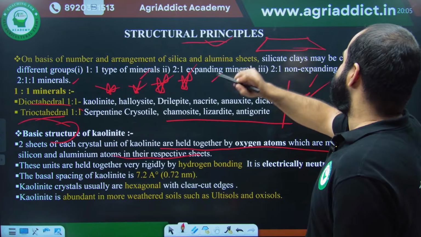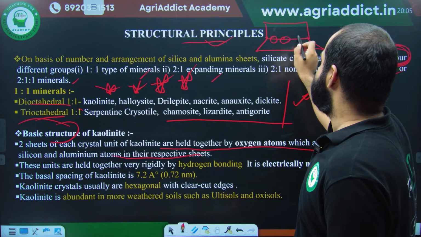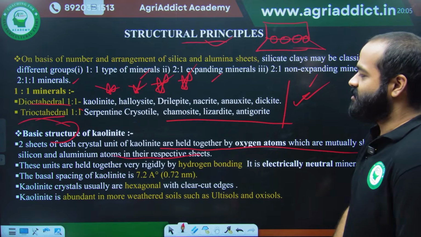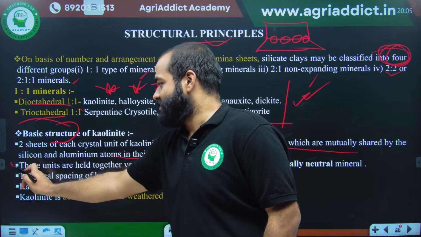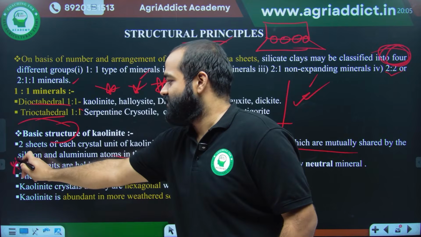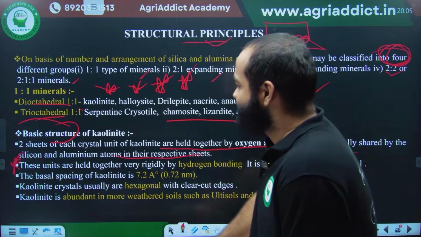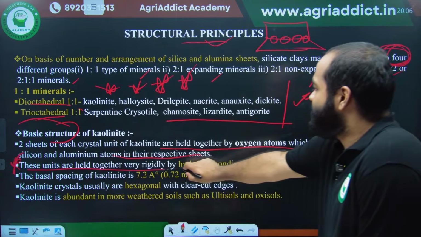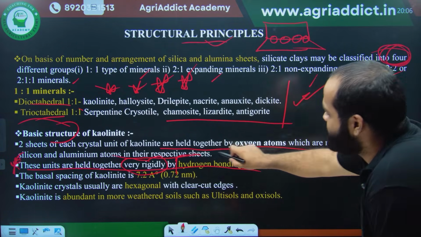This is the tetrahedral sheet, and along with it is the octahedral sheet. This layer is the mutually shared oxygen atoms. That is what is written here. Then this statement is very, very, very important. All of you know this. Still I will again emphasize, these units are held together very rigidly by strong hydrogen bonding.